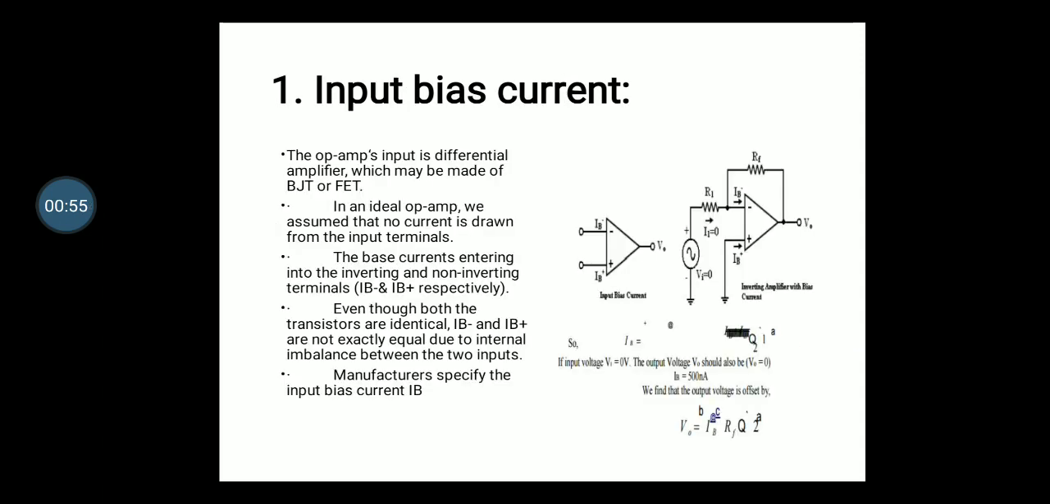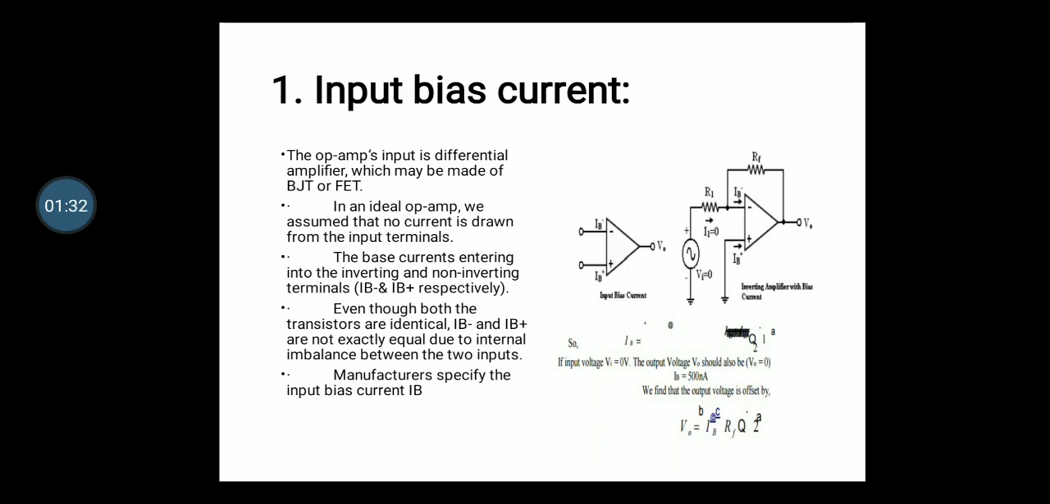Input bias current. The op-amp is a differential amplifier which may be of BJT or FET. In either case, the input transistors must be biased into their linear region by supplying current into the bases by the external circuit. The ideal op-amp draws no current from the input terminal, but practically op-amp terminals do conduct a small value of current. Manufacturers specify this current as bias current denoted by IB.